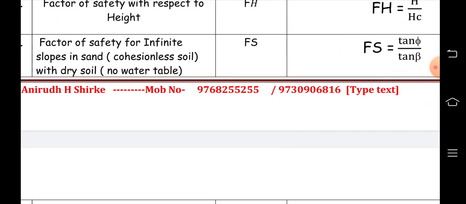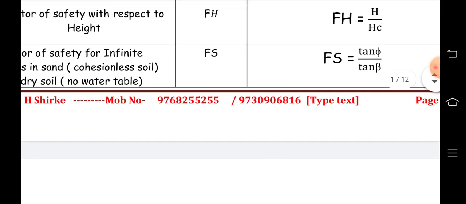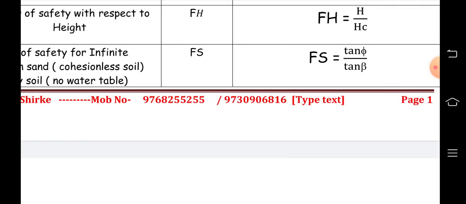for cohesive as well as cohesionless soil. Okay, so in that there are 5 cases we have discussed. The first case is the factor of safety for an infinite slope in a cohesionless soil, but the soil is dry, that is an infinite slope in sand with dry soil and there is no water content. So our factor of safety will be tan phi upon tan beta, where phi is the angle of internal friction and beta is the slope angle.